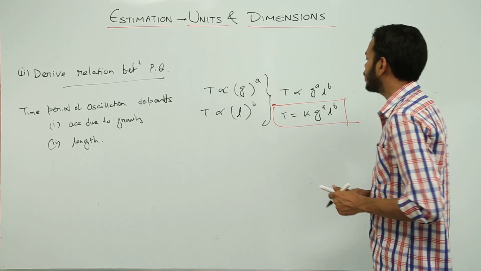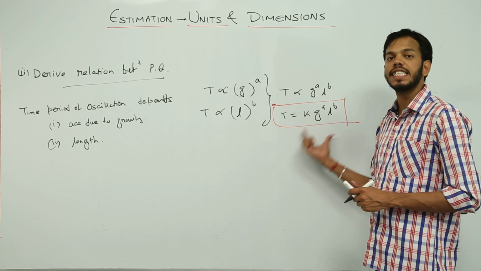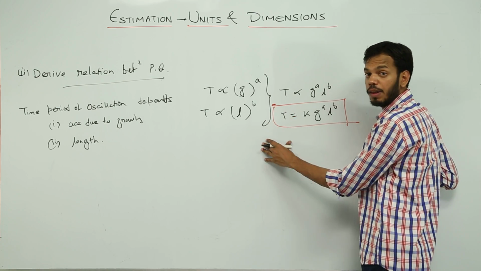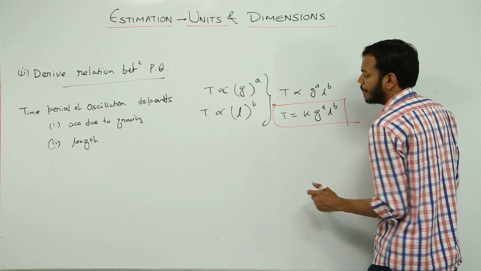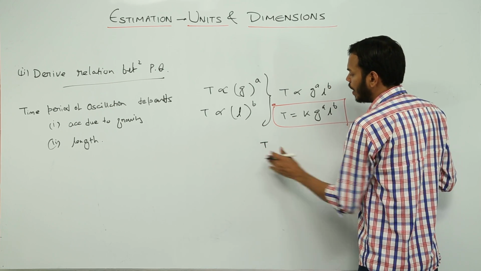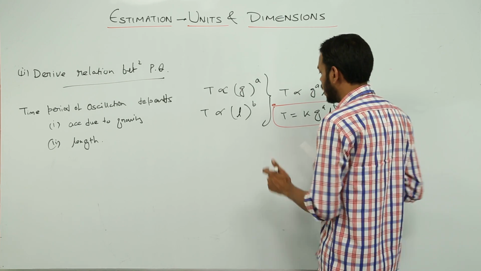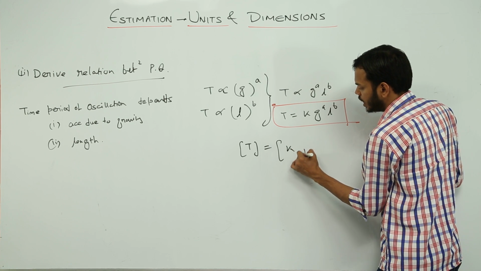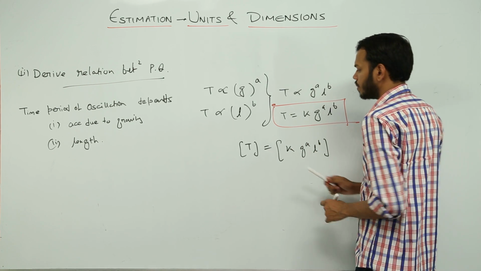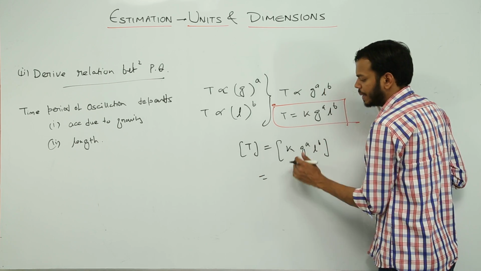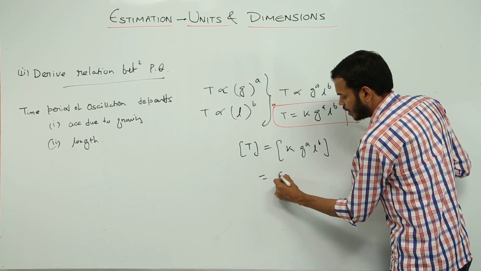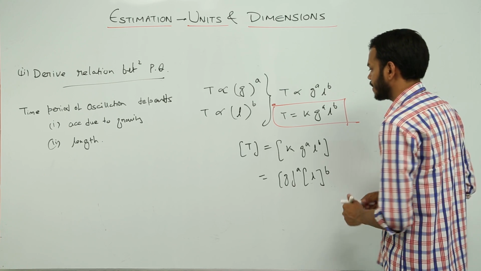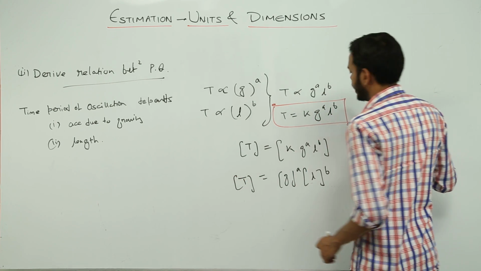Now according to the principle of homogeneity of equations, the dimensional formula of each term in an equation, on the LHS and RHS, is equal. So whatever dimensional formula is here, the same will be applicable here. That's true. So what is the dimensional formula of time period? This is T. So how am I going to write that? I'm writing the dimensional formula. I'll start with this. Dimensional formula of T is equal to dimensional formula of k g raised to power a, L raised to power b. Now k is dimensionless because this is a constant. Dimensional formula of g raised to power a, dimensional formula of L raised to power b, as simple as it is. So now I just want to write the dimensional formulas.